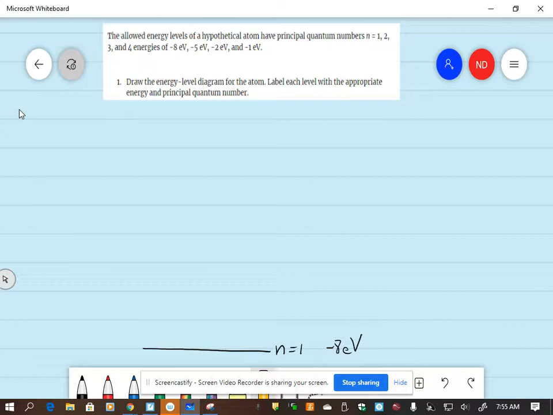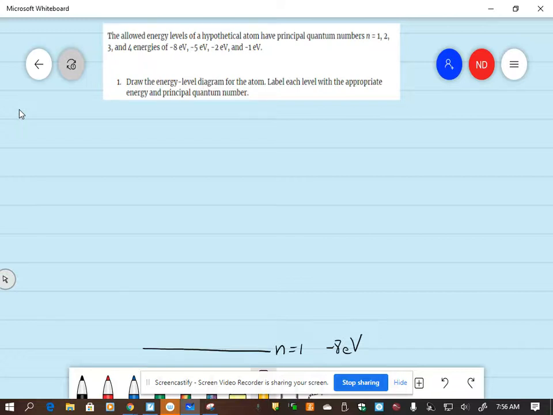The allowed energy levels of a hypothetical atom have principal quantum numbers n equals 1, 2, 3, and 4, energies of -8 electron volts, -5 electron volts, -2 electron volts, and -1 electron volts. Draw the energy level diagram for the atom. Label each level with the appropriate energy and principal quantum number.